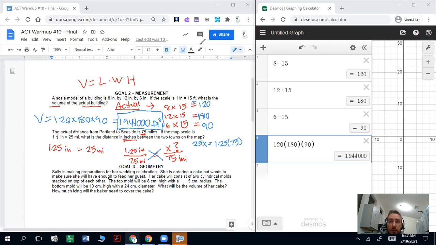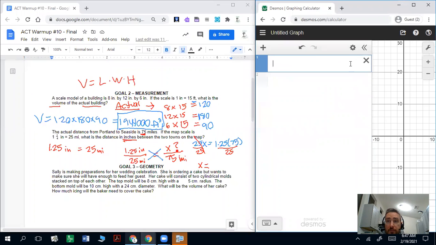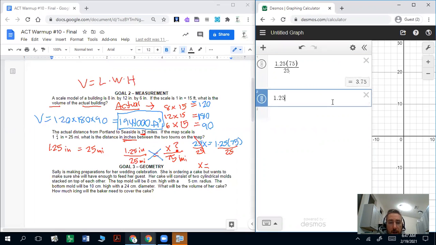So in this problem, what I would do is divide that 25 out. And you can see 75 divided by 25 is 3. So it's really just 1.25 times 3. So x is going to be 1.25 times 75 divided by 25, or 1.25 times 3. Either way, you could do 1.25 multiplied by 3. So 3.75 is going to be the actual distance on the map. And that's going to be in inches.